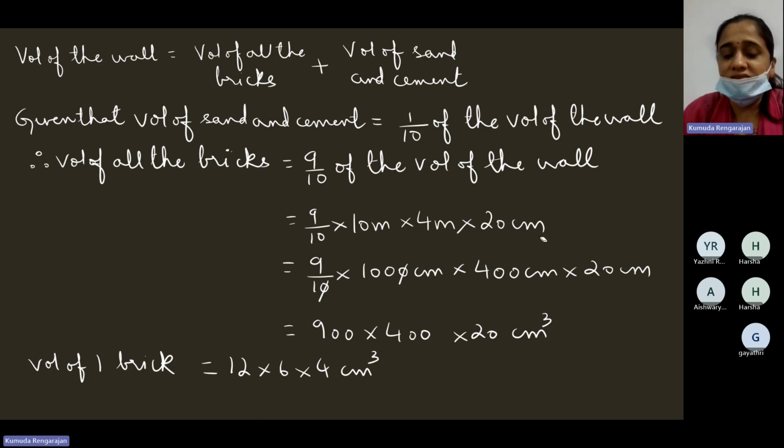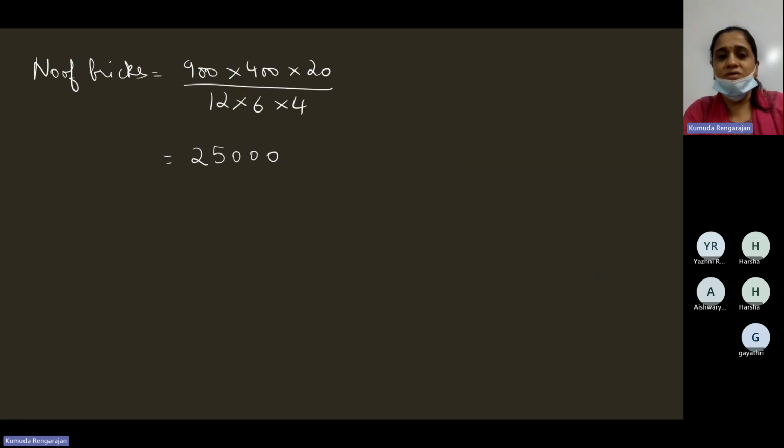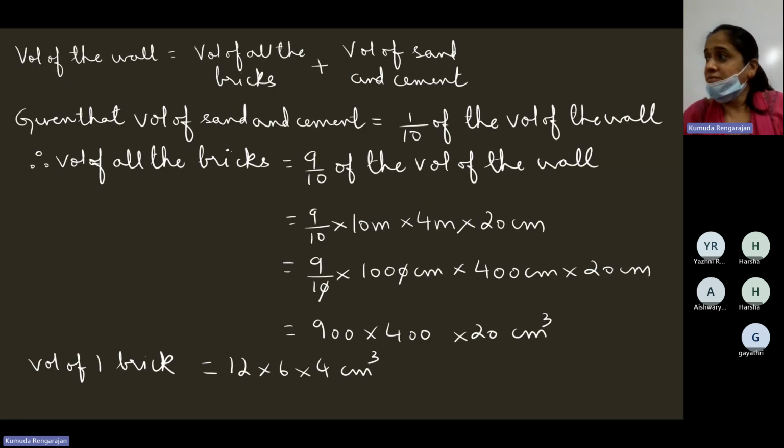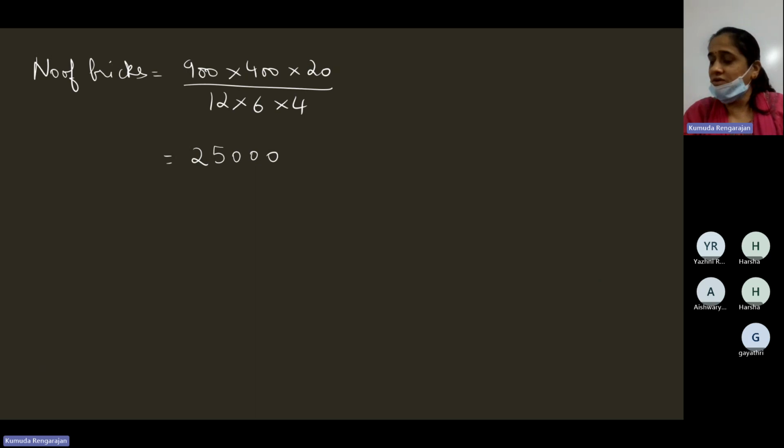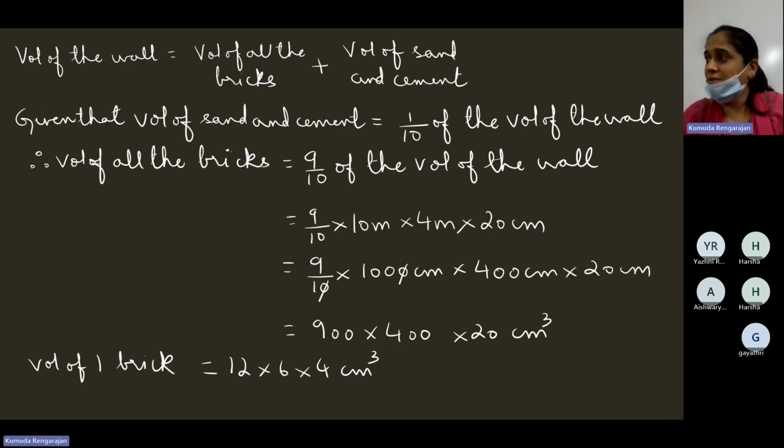So L into B into H, convert all to centimeter. And this is what it is. You can even multiply and get that single number, because we're going to divide further. I did not multiply here. Anyway, we're going to divide and simplify further, so I didn't want to spend time multiplying. You can also multiply if you want. You don't have to multiply. So this is the volume of the bricks in the wall.